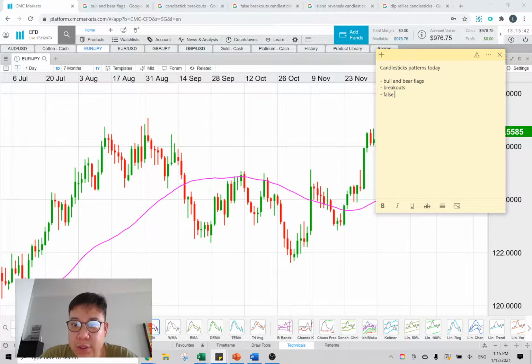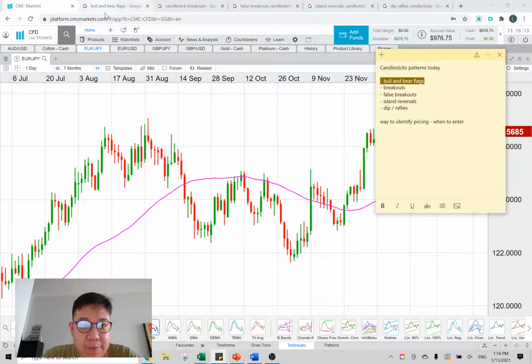False breakouts. What else? Island reversals, one of the very strong ones as well. And then buying the dips and rallies. So these are different names, ways to describe a candlestick pattern. These are ways to identify pricing, more specifically when to enter, most of the time more of an entry to enter the market. So okay, let's jump right to it.